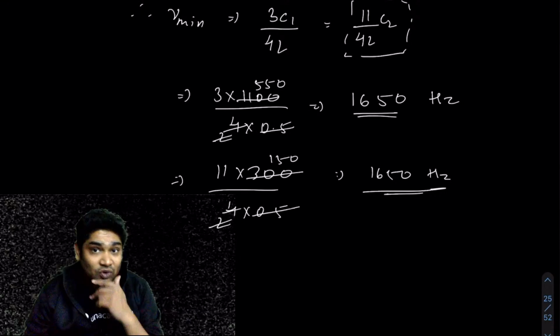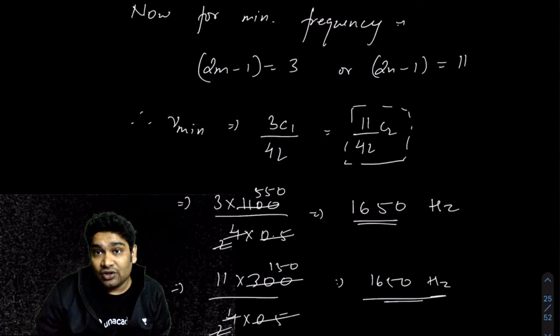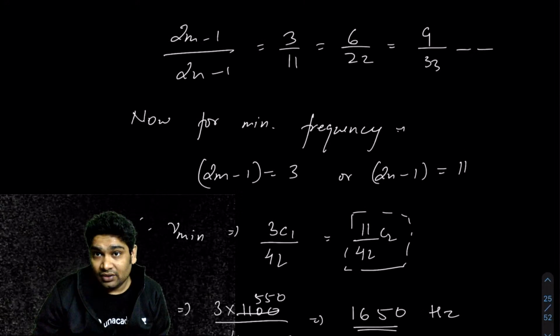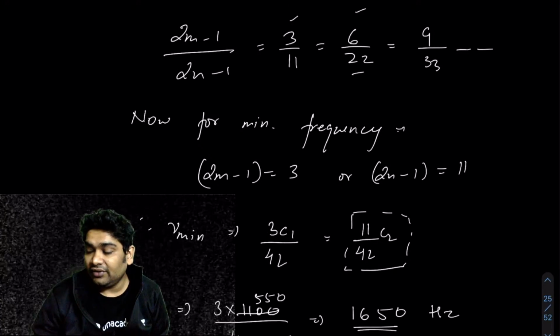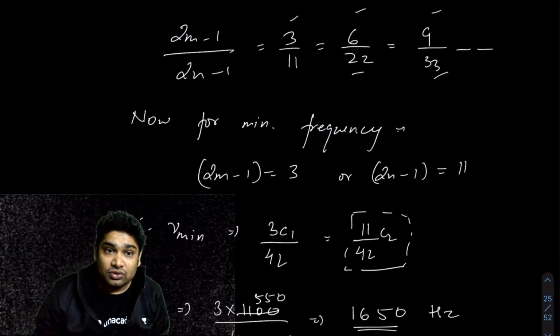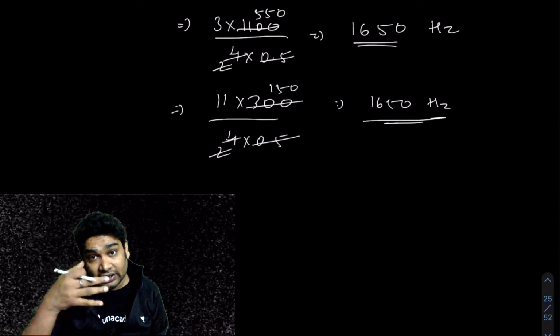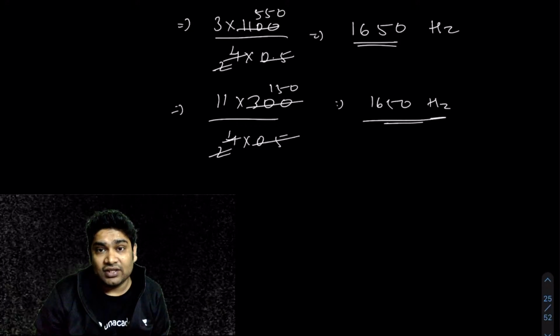Now, if you were asked what is the next frequency for which it would have shown resonance, then it would be double of this. For the next frequency, you need to double these values. For the one after, you need to triple these values. So the next frequencies would have been 3300, and then 4950, and so on, for which the resonance would have happened.